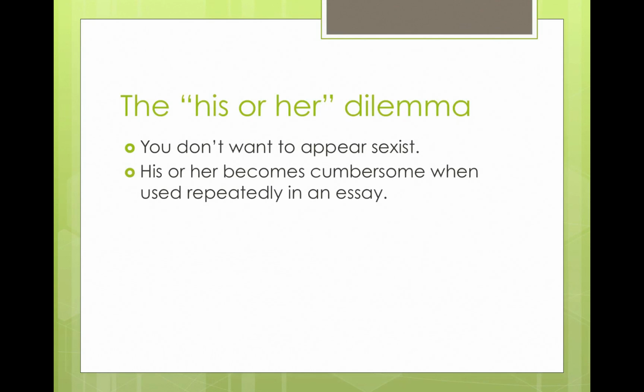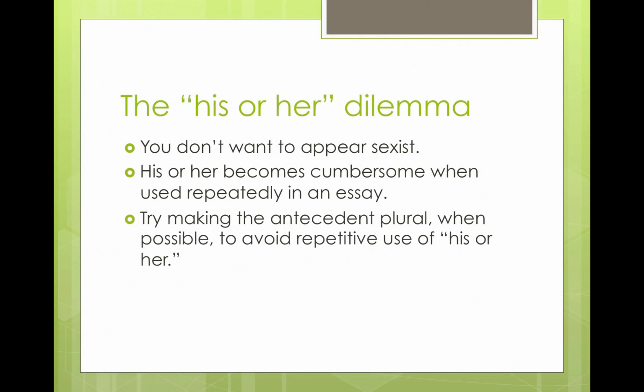But it can become cumbersome to use his or her over and over again in a paper, especially when you're using it sentence after sentence after sentence. Once or twice is okay, but once we use it repeatedly, it sort of ties down the language. It bogs it down a bit. A solution for that: try making your antecedent plural.